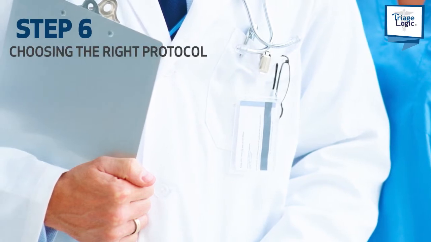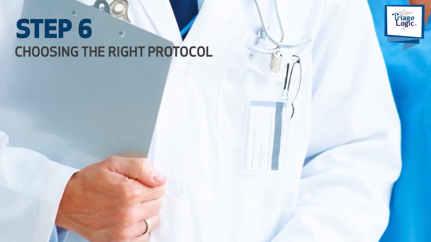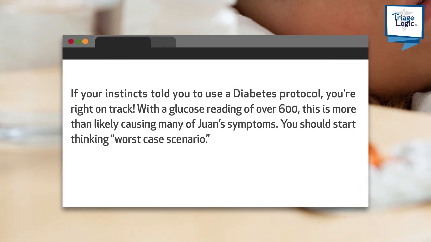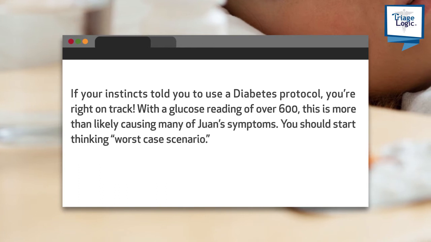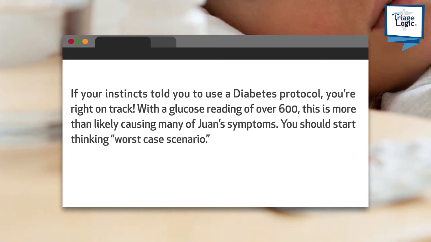Based on the information you have collected so far, which protocol do you anticipate using to assess your patient's most acute symptom? If your instincts told you to use the diabetes protocol, you're right on track. With a glucose reading of over 600, this is more than likely causing many of Juan's symptoms. You should start thinking worst case scenario.